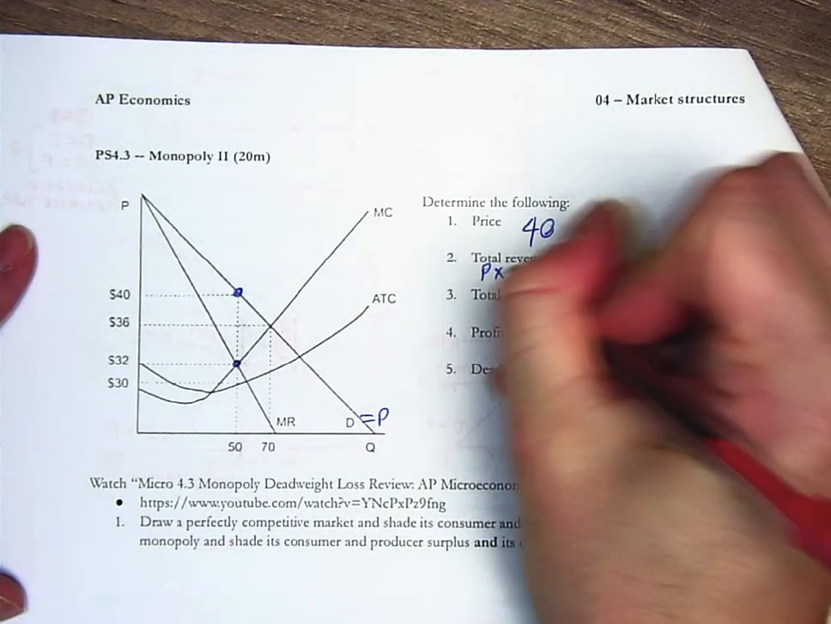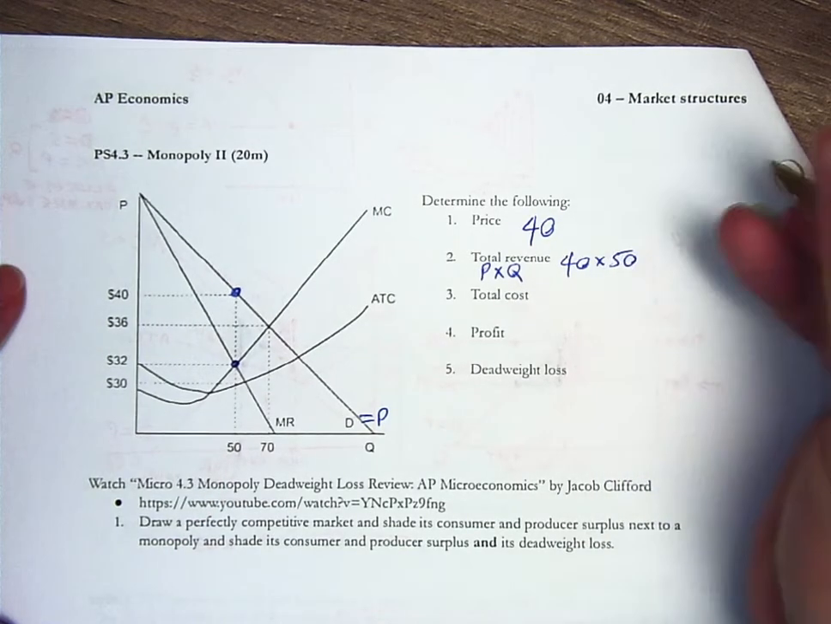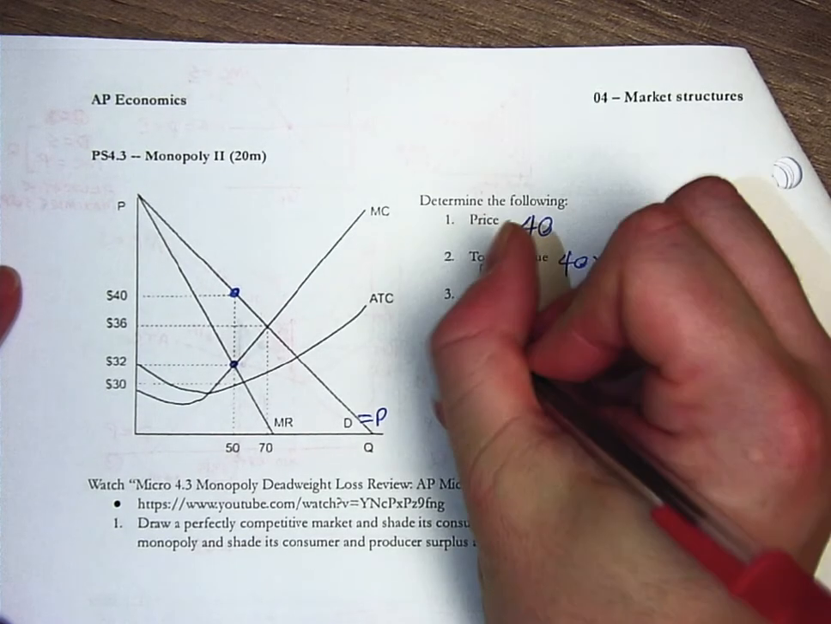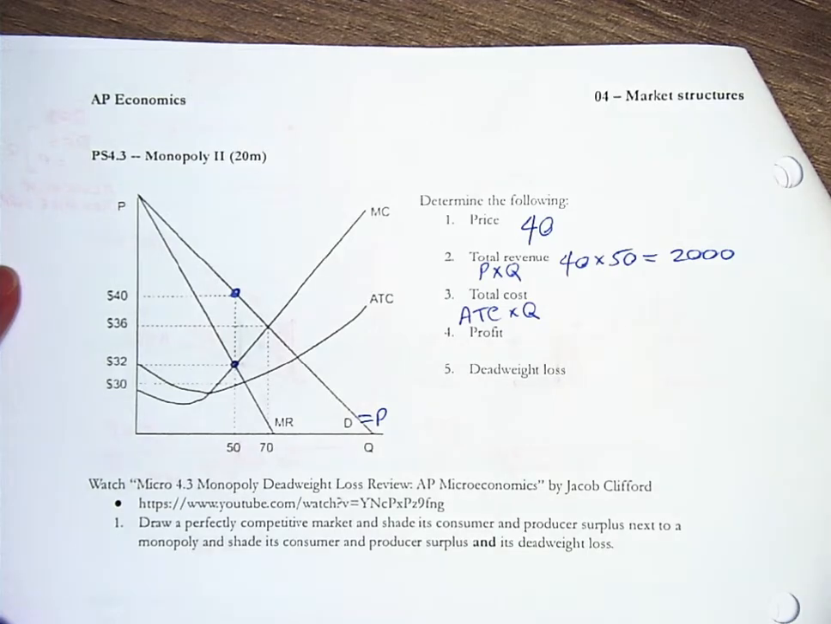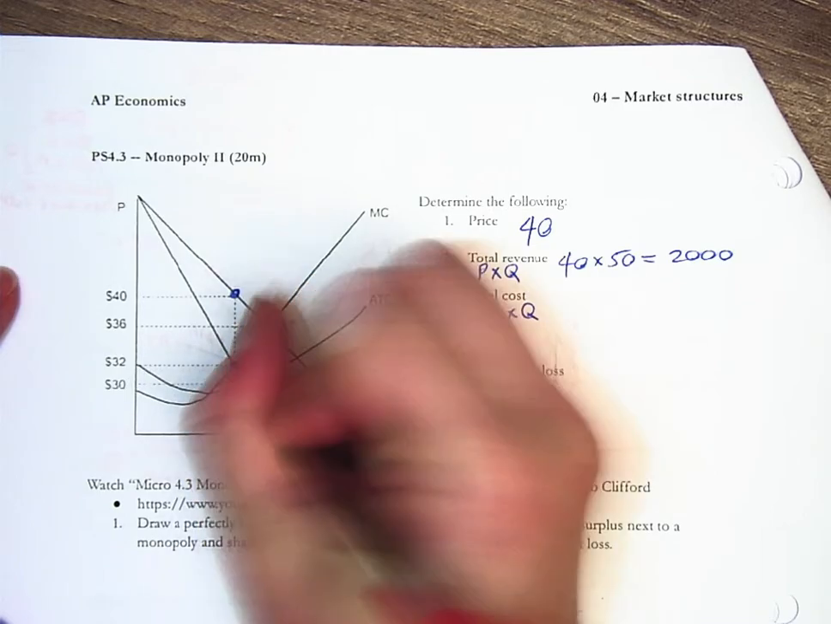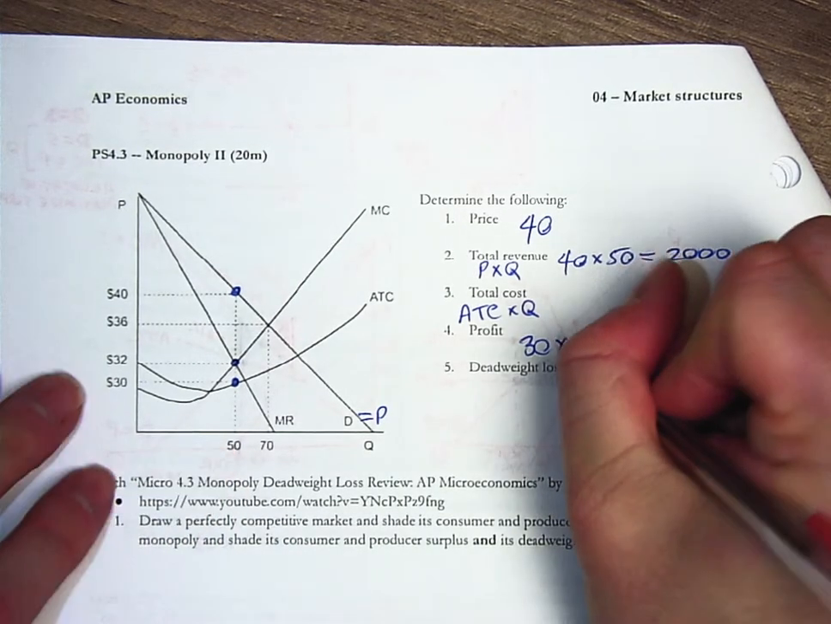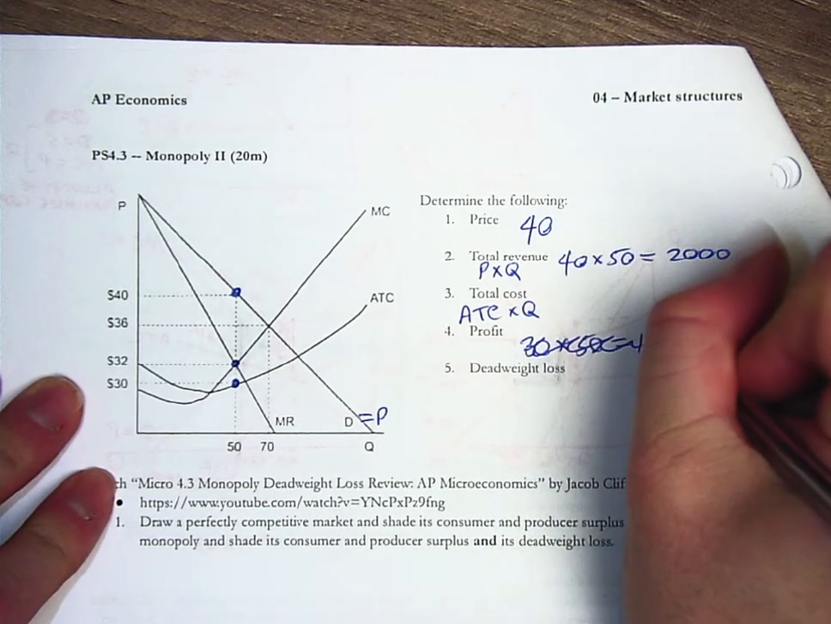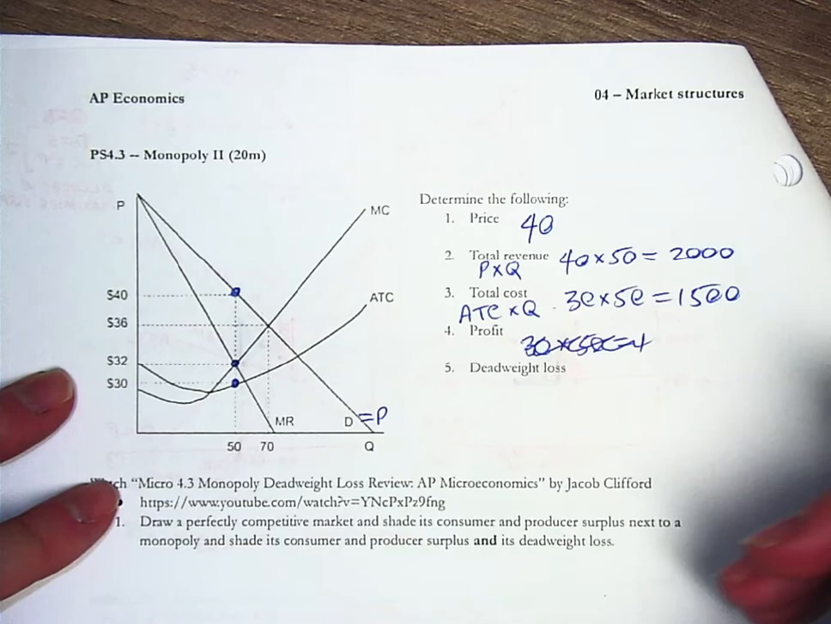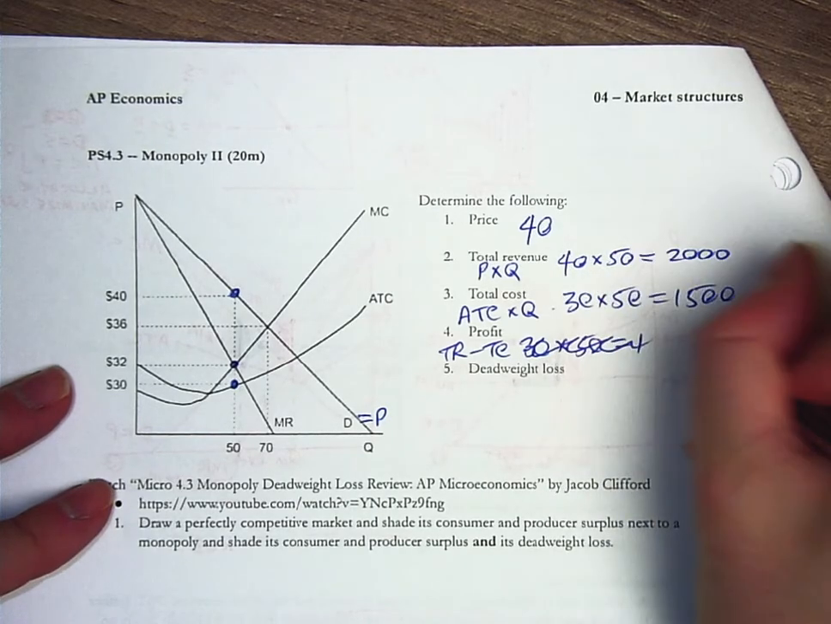Then it says total revenue. Now this is just the price times the quantity, so 40 times that quantity of 50 here is 2,000. Now we look for total cost, and total cost we find as the ATC times the quantity. So the ATC value, if we go down and we find ATC is here at 30. So 30 times the quantity of 50 equals, oops, I'm writing that in the wrong spot. 30 times 50 equals 1,500. And then profit is TR minus TC. And so 2,000 minus 1,500 is 500 in profit.